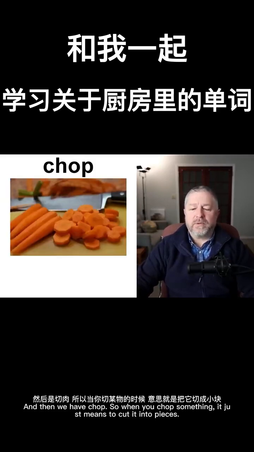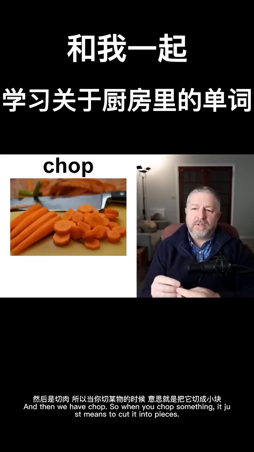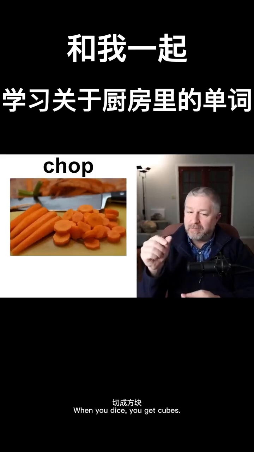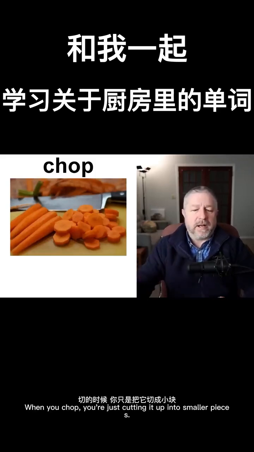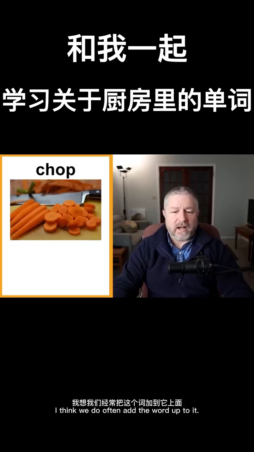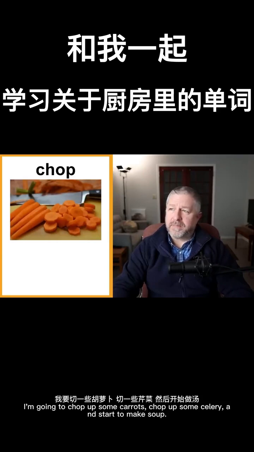And then we have chop. So when you chop something, it just means to cut it into pieces. And it's not like slice, where when you slice, you get a slice, or dice. When you dice, you get cubes. When you chop, you're just cutting it up into smaller pieces. So you can chop some carrots. You can chop up some celery. I think we do often add the word up to it. I'm going to chop up some carrots, chop up some celery, and start to make soup.